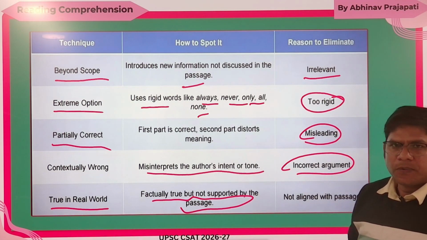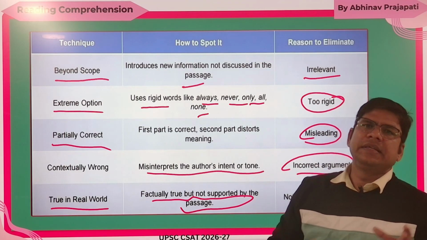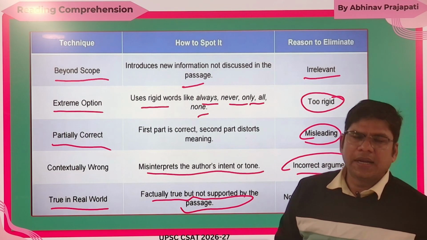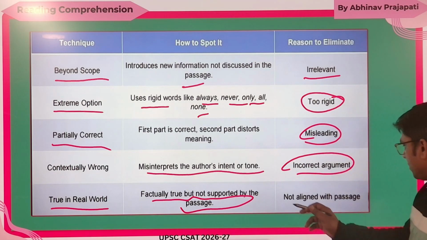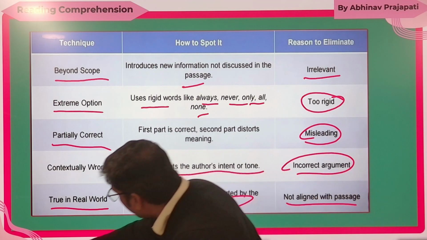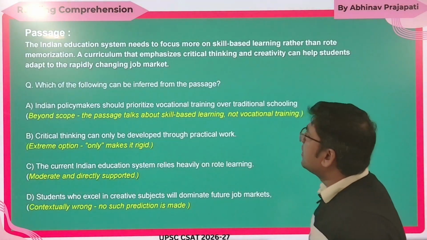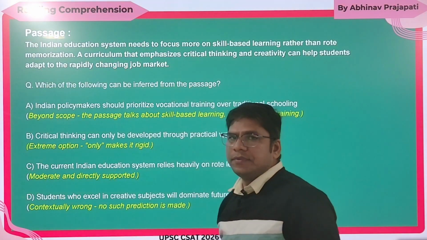Okay, something has been said by the author in the passage, but in the option something different, or new information, has been discussed. So these types of options we should eliminate. Not aligned with the passage. Now based on this, we will do some exercise, and after doing some exercise we will go to the previous year questions.